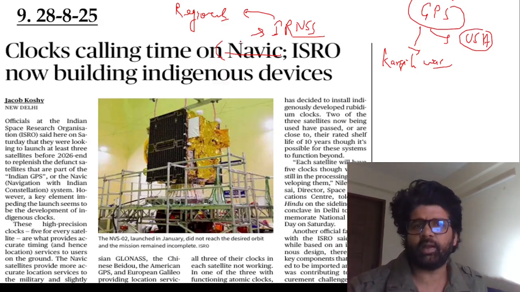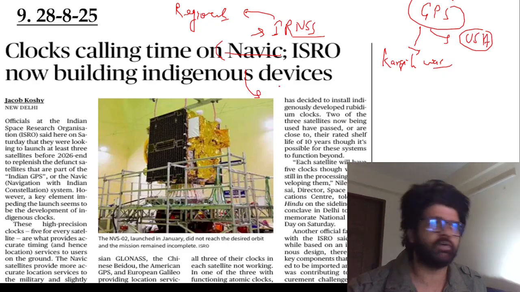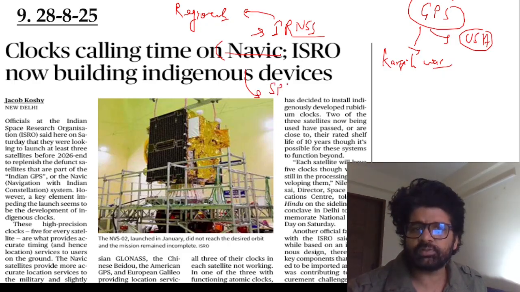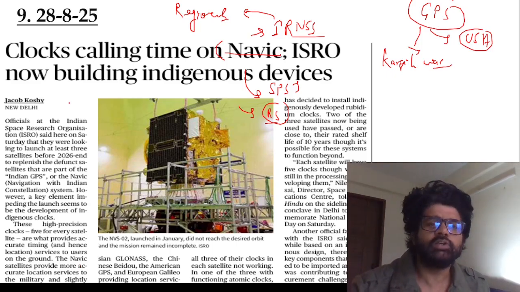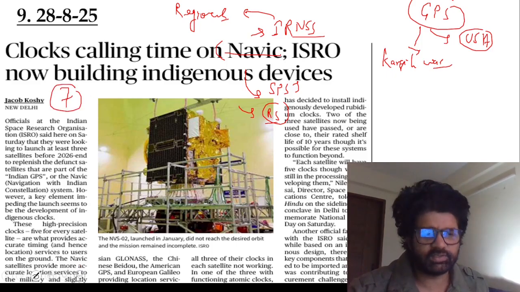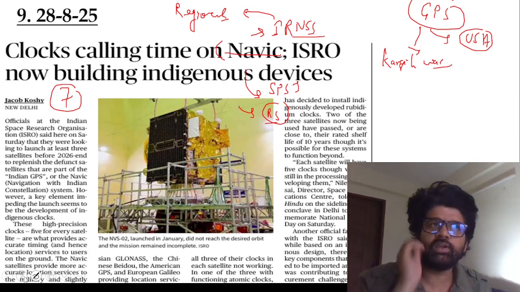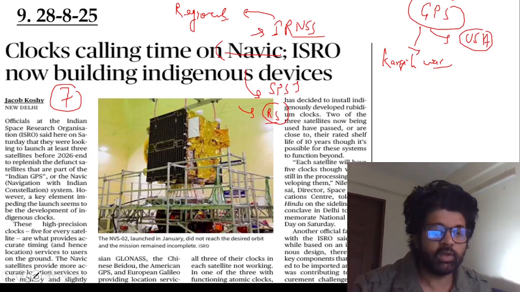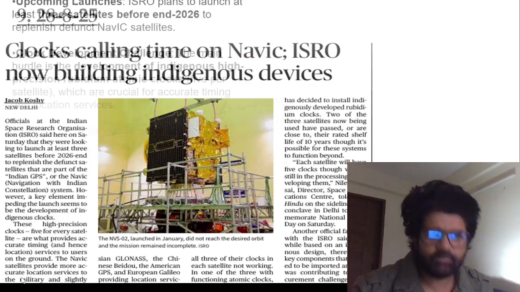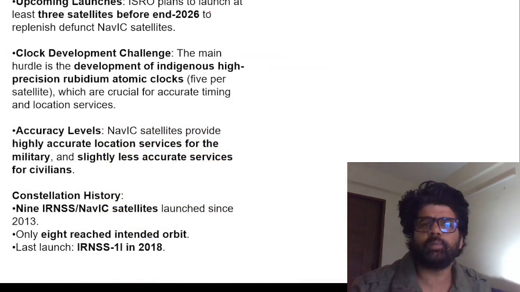NavIC will provide two types of services: standard positioning services (SPS) for civilian people, and restricted services for military people. Initially, when IRNSS was launched, we had 7 satellites. Now it has increased. To take care of navigation and accuracy, you have atomic clocks there, which are made of rubidium, but they are malfunctioning, and this article is about that. ISRO plans to launch at least 3 satellites before the end of 2026 to replenish.